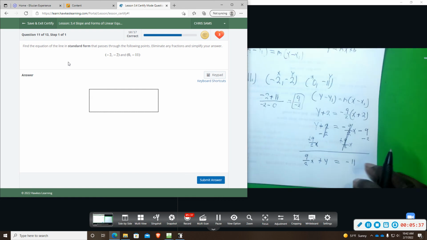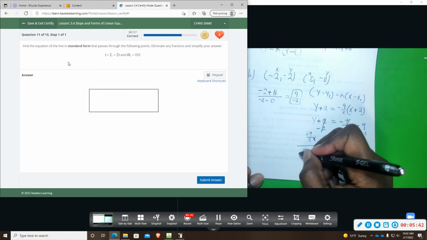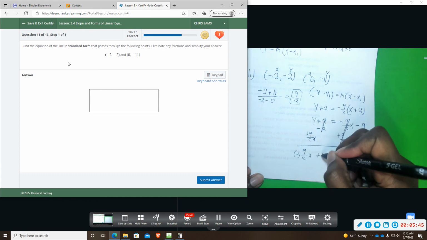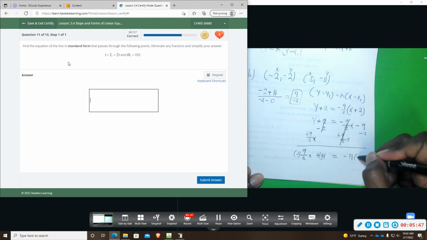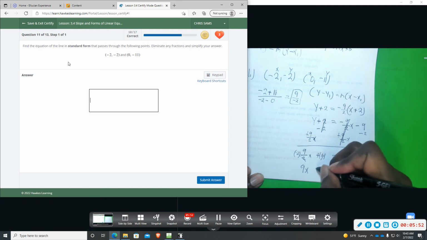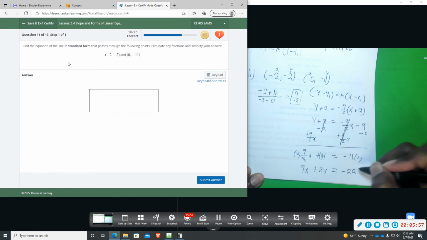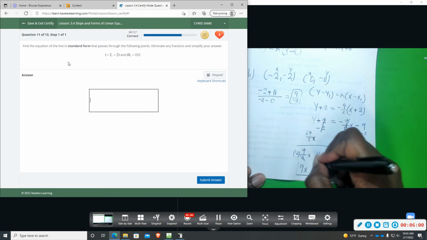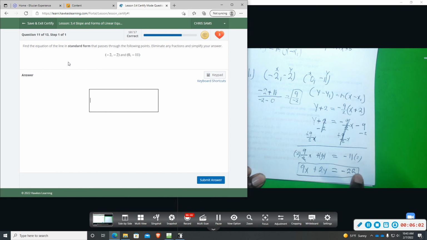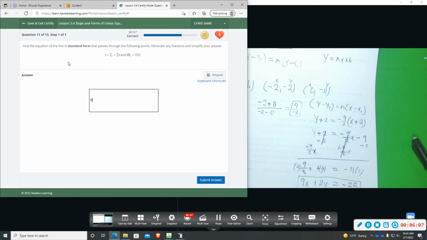Now, last thing, these need to be whole numbers. So because I have a division by 2, I have to multiply by 2. And everything gets multiplied by 2 to fix that. The 2 will cancel out. You'll be left with 9x plus 2y equals negative 22. And that is standard form. x and y on the same side. All of them are whole numbers. So we'll type it in like that: 9x plus 2y equals negative 22.